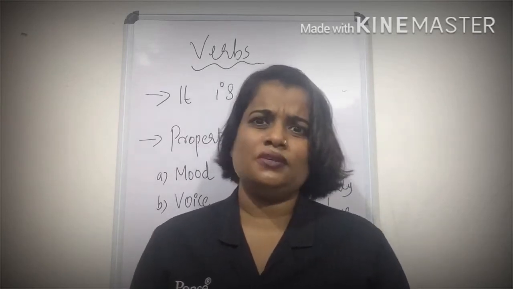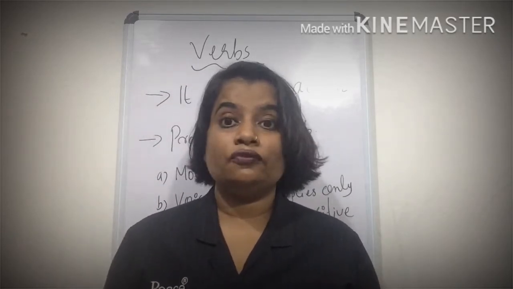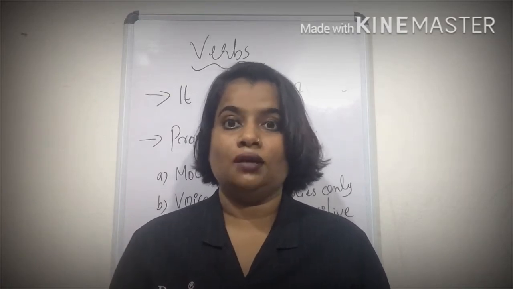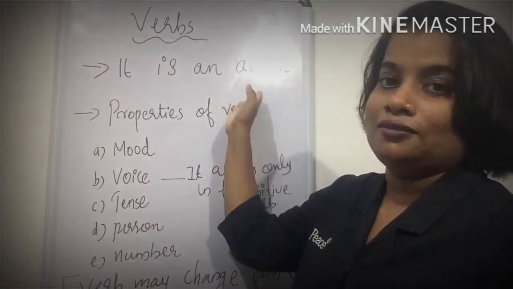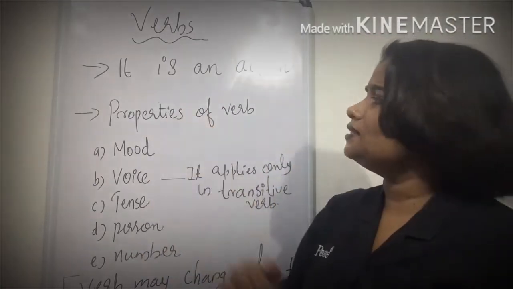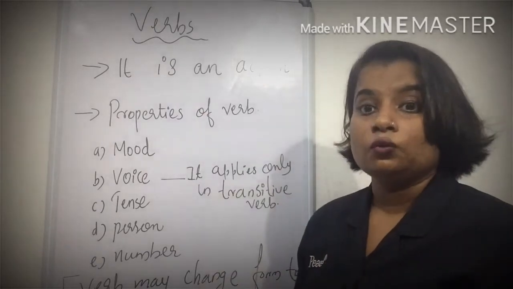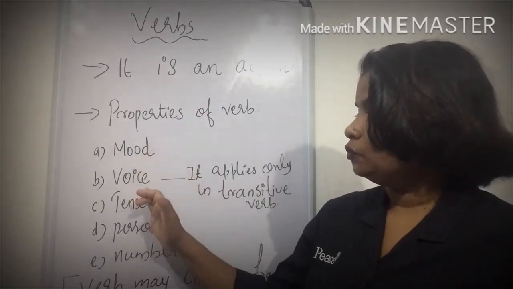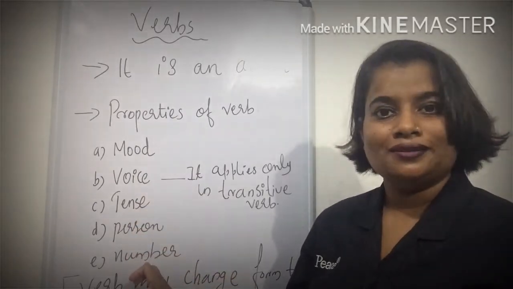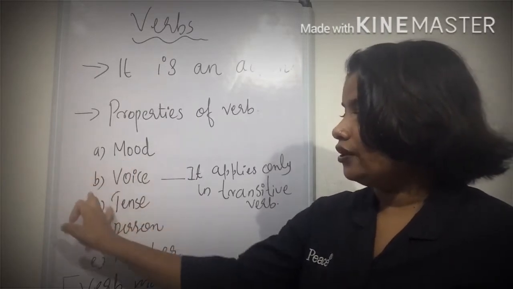So let us see what the properties of verb are. Sometimes only some people are aware of this topic, but anyway, I am going to discuss it. Verb, at first, is an action. We already know that. The second thing is the properties of verb, which include mood, voice, tense, person, and number. In this we are going to discuss voice.